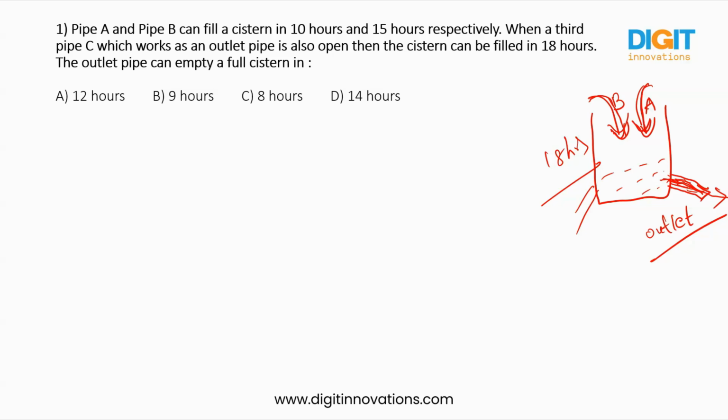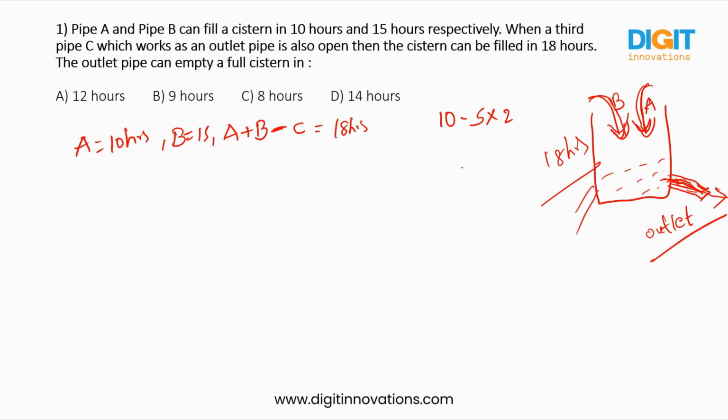So we are just going to use the same pattern which we use in time and work. A is taking 10 hours and B is taking 15 hours, and the three together: A plus B minus C, because C is an outlet removing the water, so it will be in the minus way, equal to 18 hours. This is the thing.